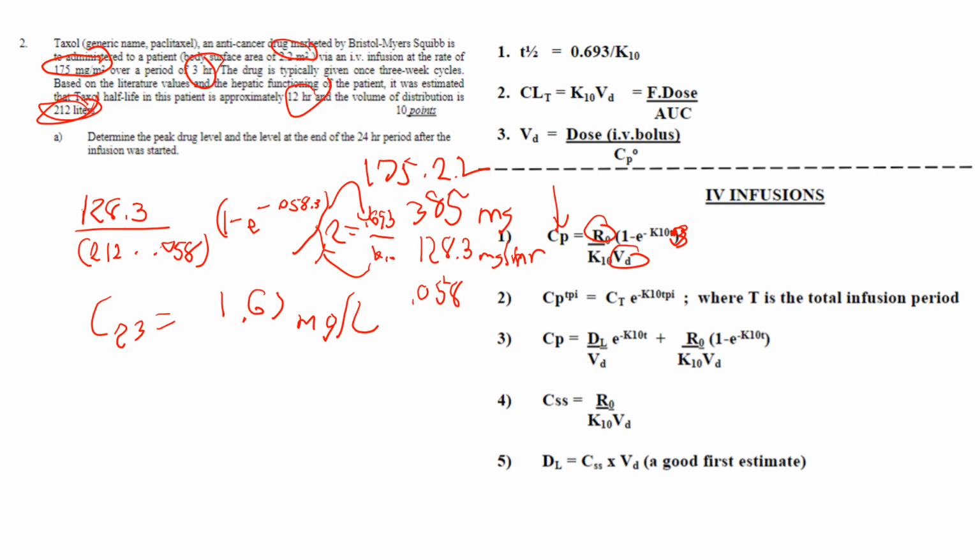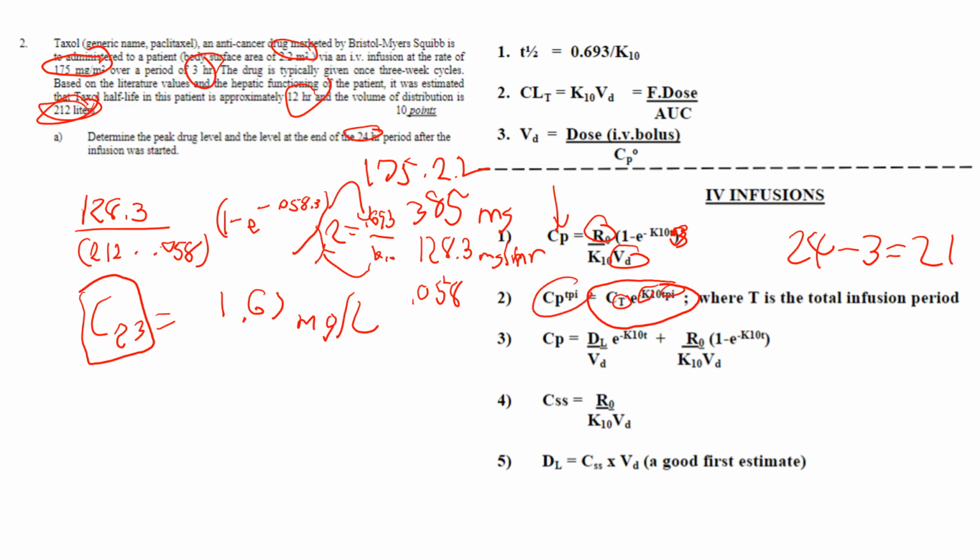How do we get our concentration at the end of this 24-hour period? So now we need to use a different equation, right? We're no longer infusing, so it's simply a decay equation at this point. We have our concentration at T, which in this case is CP3, times e to the negative K10, we know K10, and we have our time essentially after the infusion. So if it's a 24-hour period and we've done 3 hours of it, we have 21 hours left that we're going to decay this for, and that'll get us our concentration at this new time.